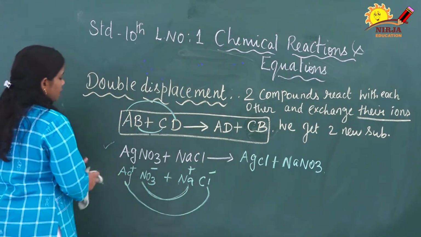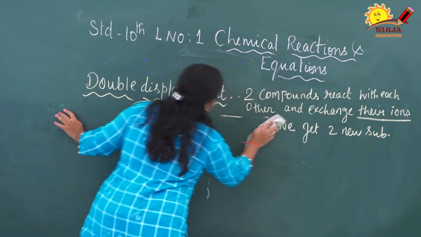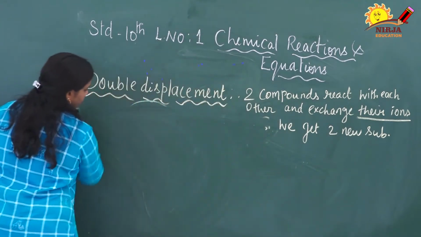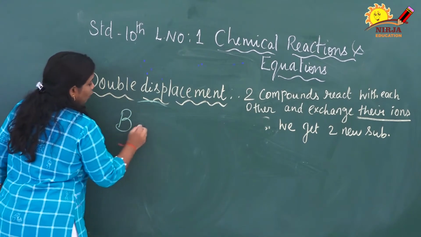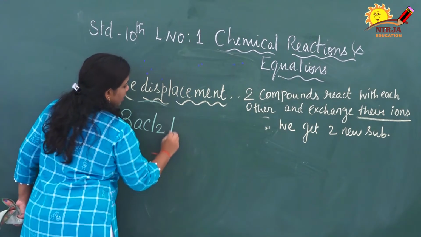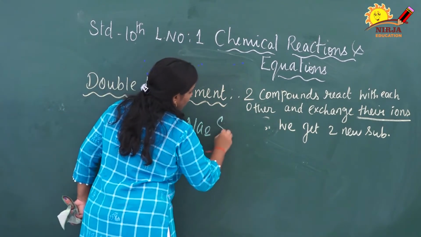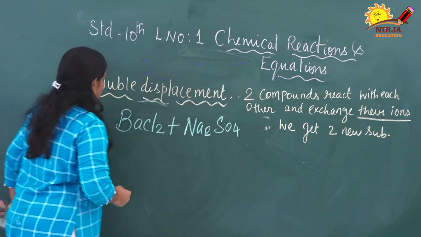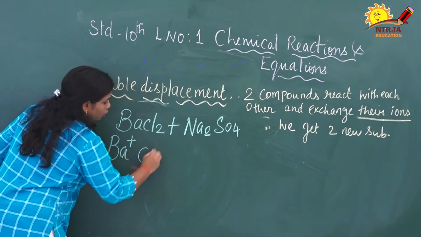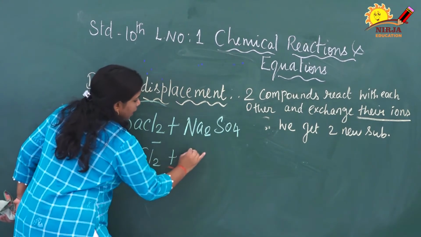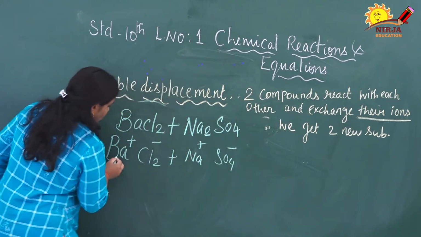Next we are going to discuss another example of the double displacement reaction. I am taking barium chloride reacting with sodium sulfate. The formula of sodium sulfate is Na2SO4. So, here as usual we are exchanging the ions only. Barium is positive and chloride is negative. Similarly, sodium is positive and sulfate is negative. So, they exchange.